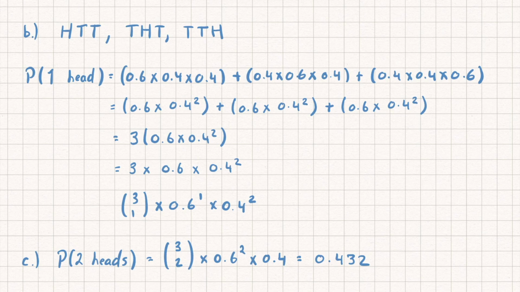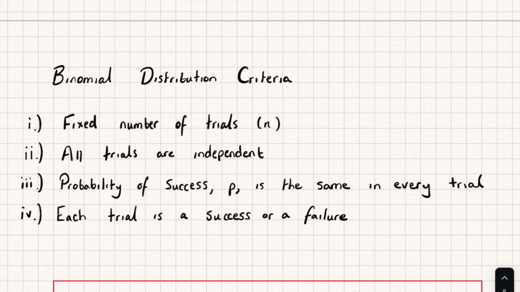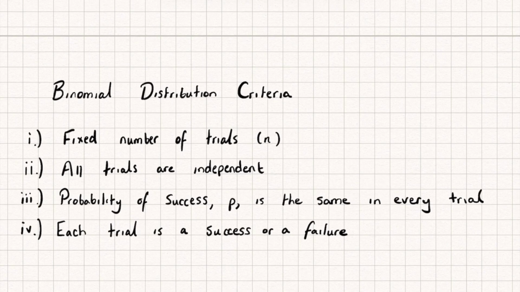But to be able to use this, we have some conditions that we need to meet, and they are as following. We have criteria. So for it to be a binomial distribution, we have to have a fixed number of trials. And in the above example, there was a fixed number of trials because we had 3. We were flipping the coin 3 times. All of these different trials have to be independent, which again they were.